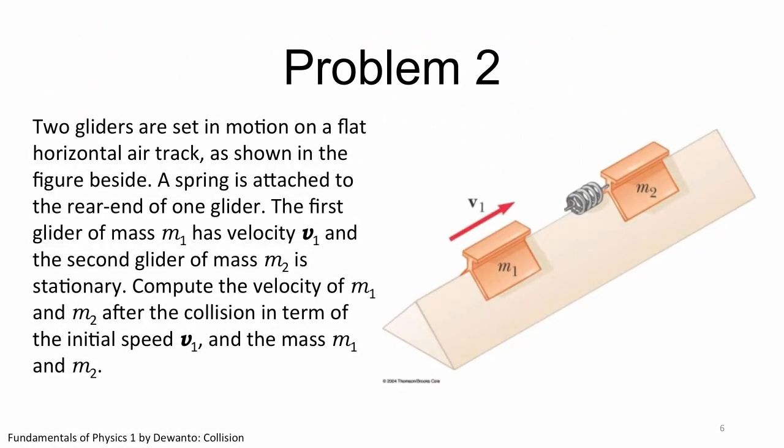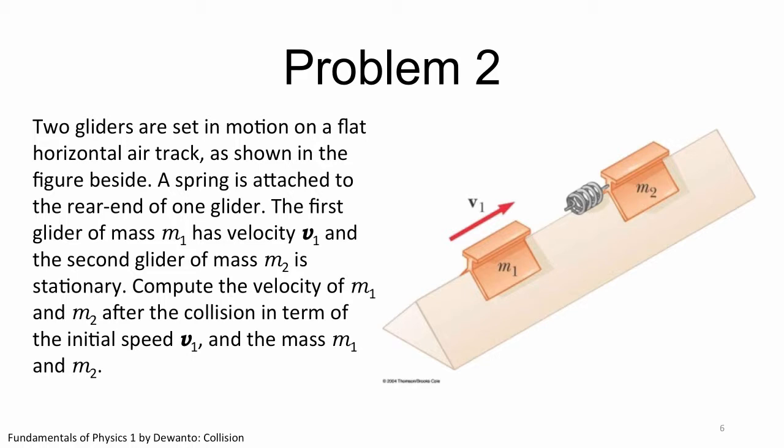Two gliders are set in motion on a flat horizontal air track as shown in the figure beside. A spring is attached to the rear end of one glider. The first glider of mass m1 has velocity v1 and the second glider of mass m2 is stationary. Compute the velocity of m1 and m2 after the collision in terms of the initial speed v1 and the masses m1 and m2. Alright, that's the question.